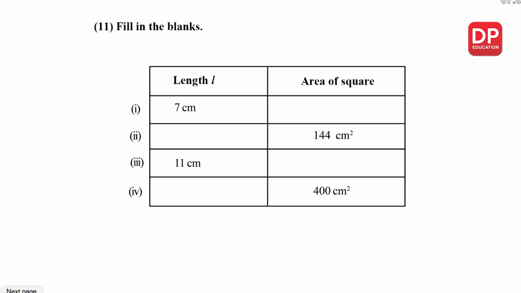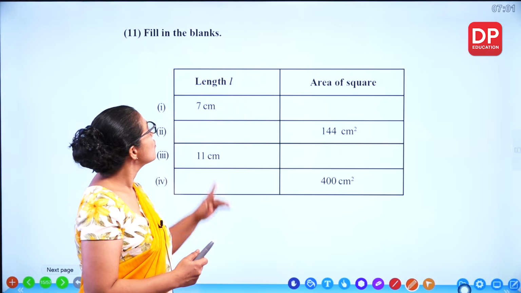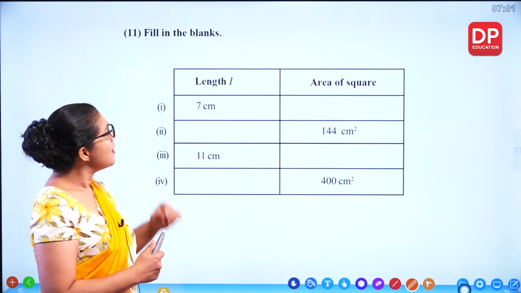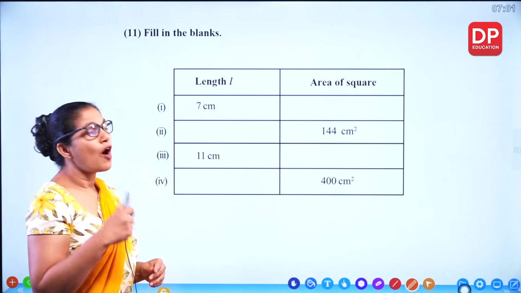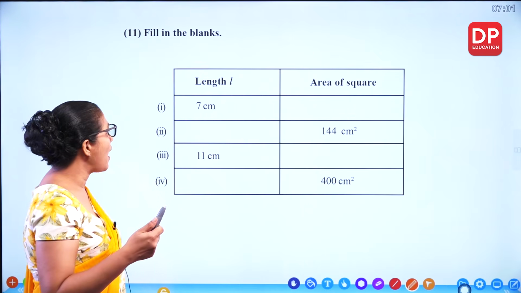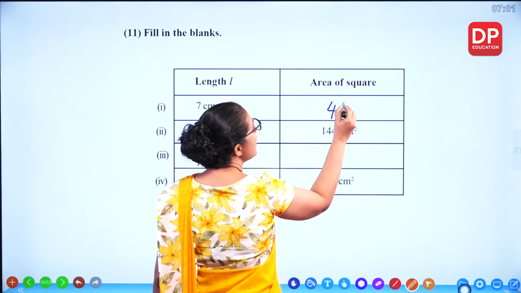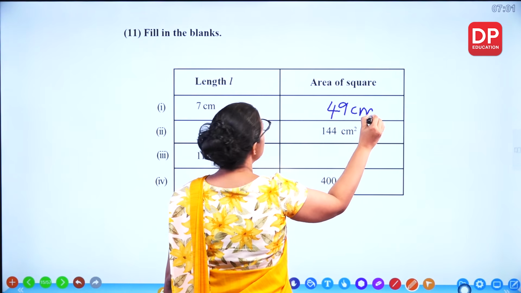Now look at this question. Fill in the blanks: length and area of the square. So 7 is the length. How do you find the area? L squared. 7 into 7. 7 into 7 is 49 square centimeters.